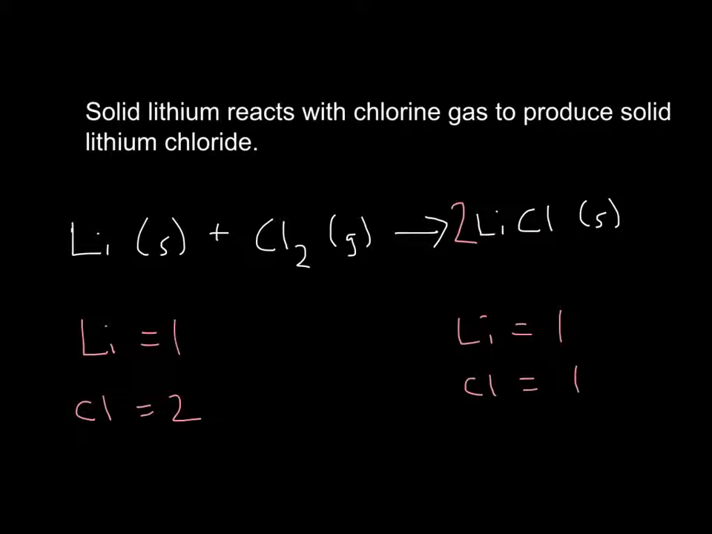We are not allowed to write anything down here. We are not allowed to do that. We can only add coefficients out front. Now our chlorines are happy, but by adding the 2 in front of lithium chloride, we just unbalanced our lithium. So now we have to go back to the left side, add a 2 over there, and then double check that everything is balanced.